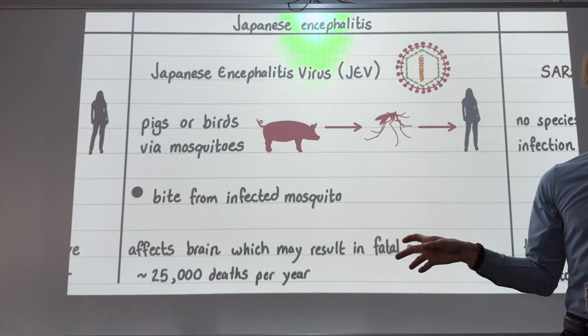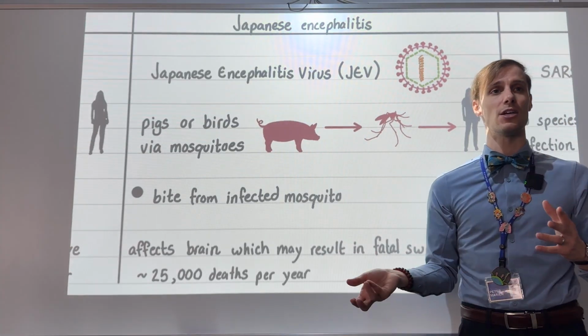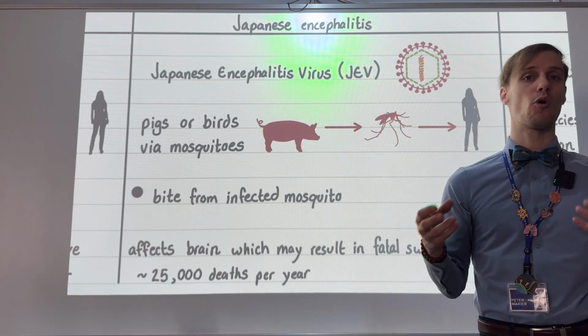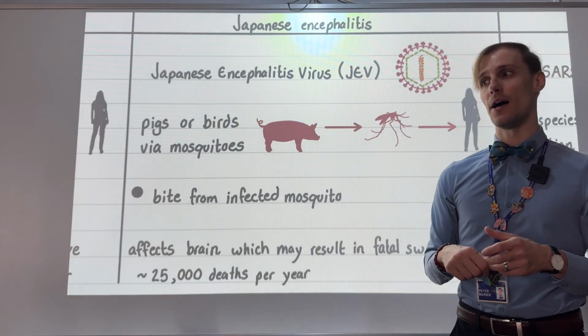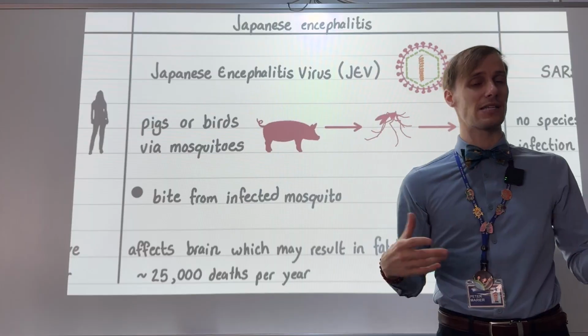So this still causes upwards of 20,000 deaths per year, mainly in Southeast Asia. And the people that are mainly affected are those living in poorer rural areas, again, with lack of medical care, and where they may not even be aware of this disease or how it's actually being transferred.